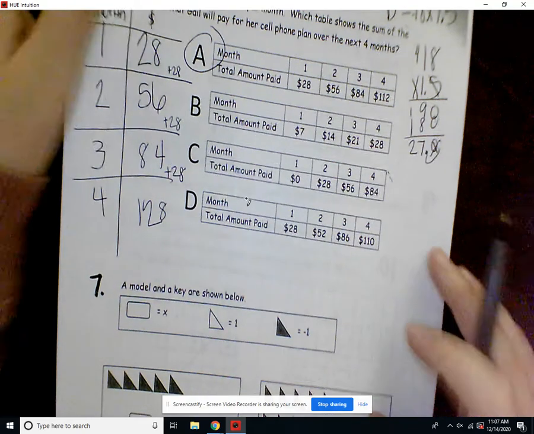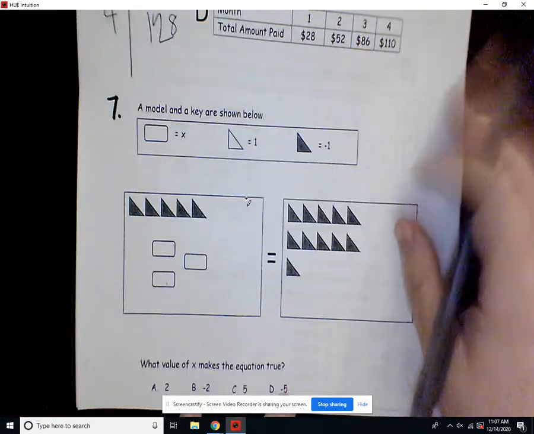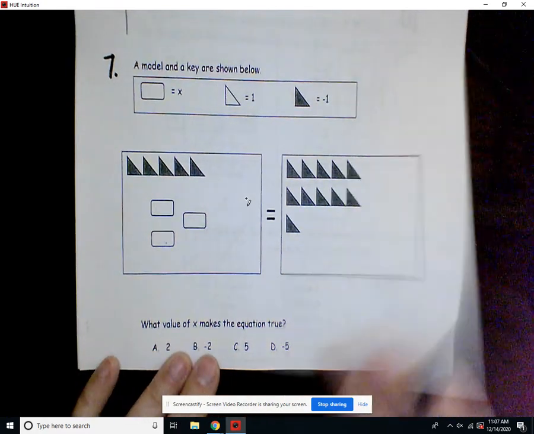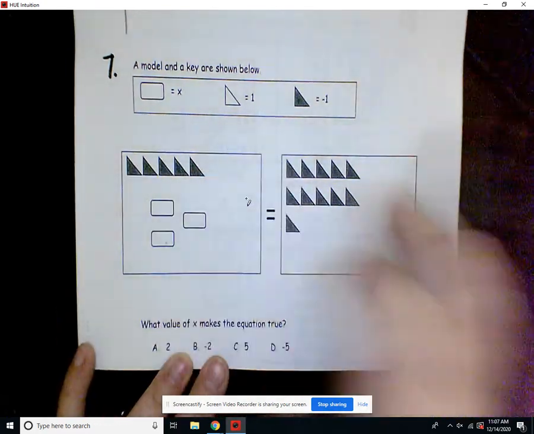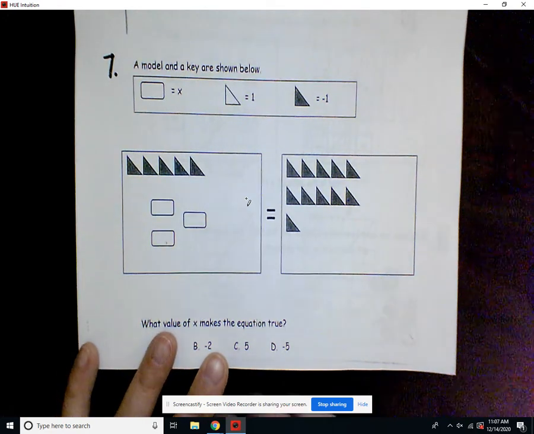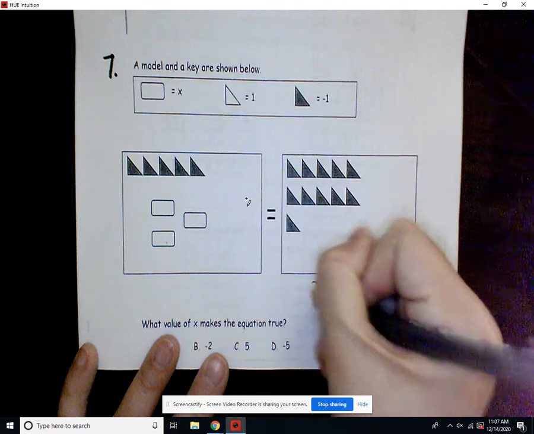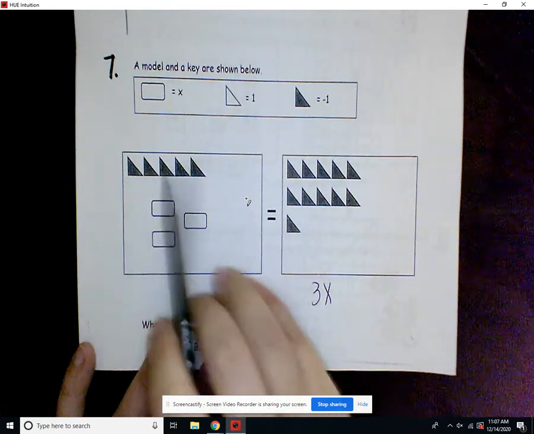So we're going to look at number 7. We know what values of x makes the equation true. So we're going to count all of our symbols, and then we'll make our equation. So our little rectangles are going to be x's. So we have 3 of those. So it'll be 3x.